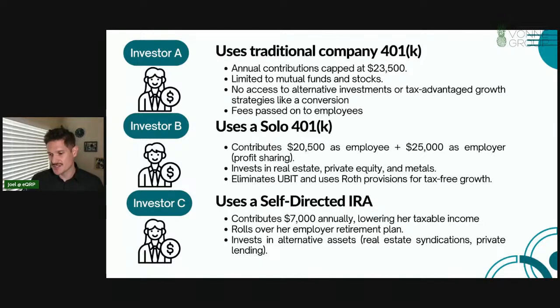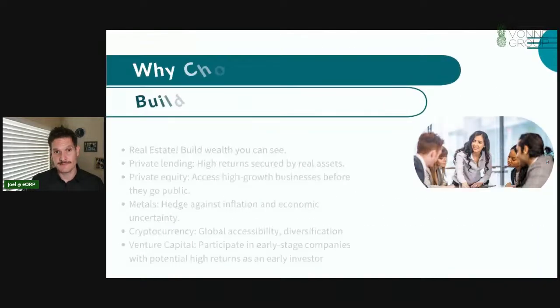All right, we've got Investor C as the last example. They're self-directing. They're not missing out on that opportunity to invest in alternative assets. Contributions look a little differently for this individual because, of course, it's capped at $7,000. But fortunately, they're using a self-directed IRA to roll over existing retirement funds from an old company plan.